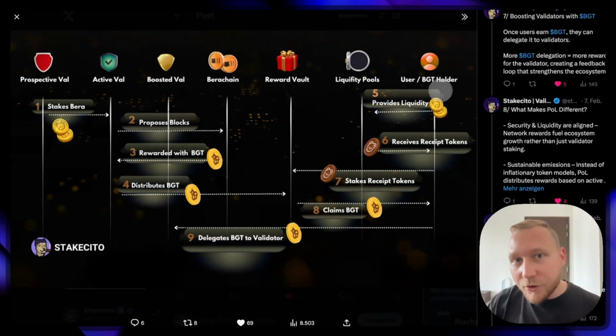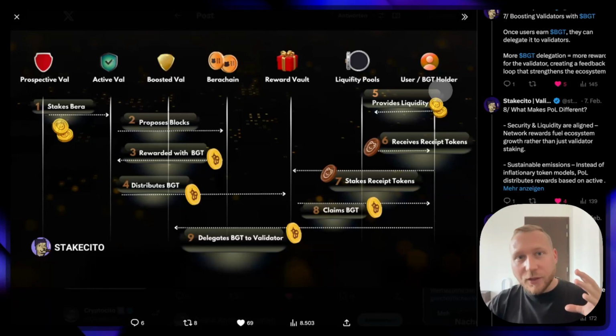The TLDR for applications and protocols is that they have to create liquidity pools, which is a permissionless process, but in order to become eligible for receiving BGT emissions, they have to go through a governance process, and once approved, validators can direct their BGT emissions to that reward pool.